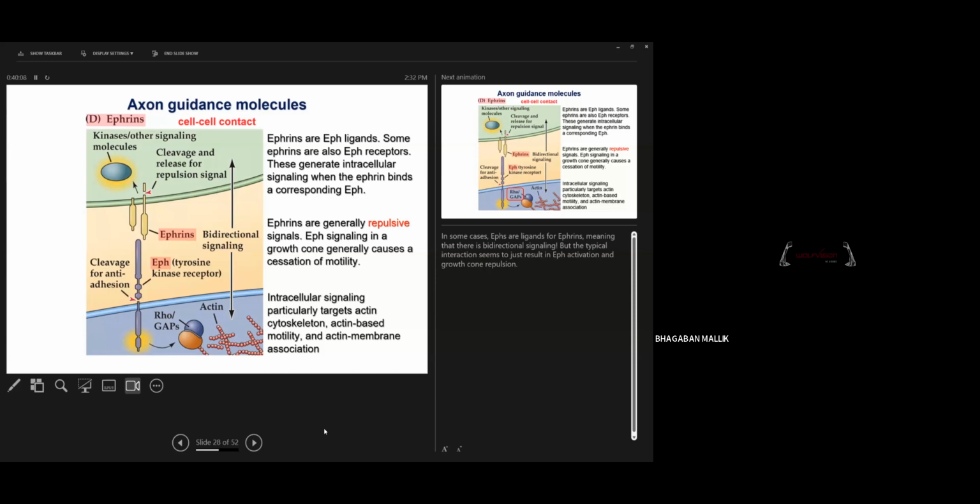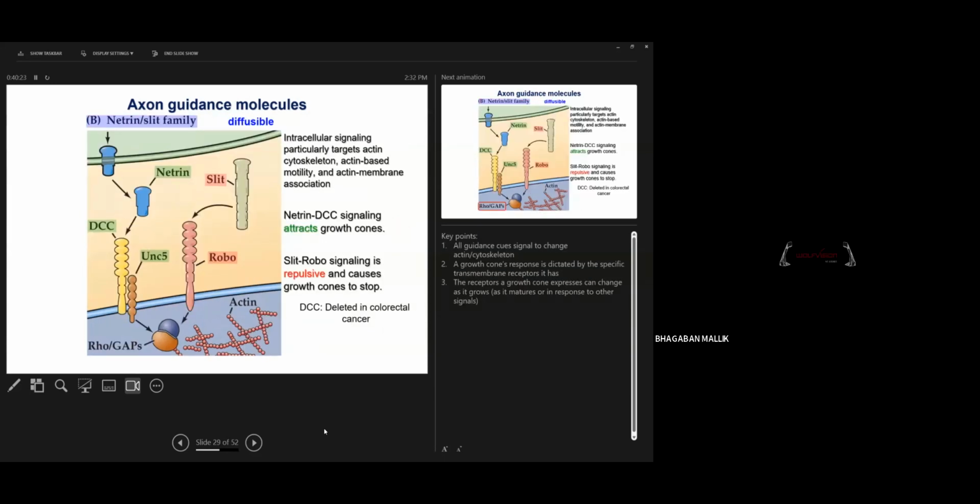So this shows that cell to cell contact is highly essential for axon guidance. The Rho GAP mostly depolymerizes F-actin to G-actin. Then there are the diffusible molecules. I showed you some of the ECM molecules acting as chemoattractants or chemorepellents, then the cell to cell adhesion molecules acting as chemoattractants or chemorepellents, and now the diffusible molecules. Some of these diffusible molecules can also help in the guidance of the axon.